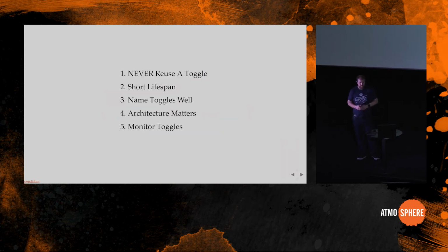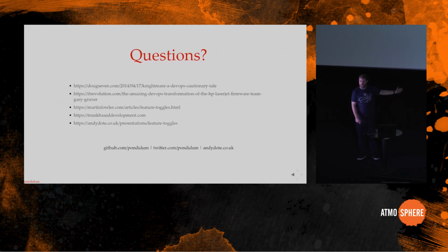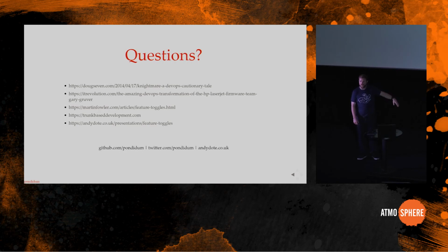So we've got 5 rules for feature toggles. Never reuse them. Have a very short lifespan on them, unless it's an operations toggle. Name them so that you can actually tell what they do. Doesn't give you an excuse for bad architecture. What you're doing really does matter. Think it through. And please monitor them so you can tell when you can delete them, if they're being used, whether they're useful, or whether your experiment's successful or not.